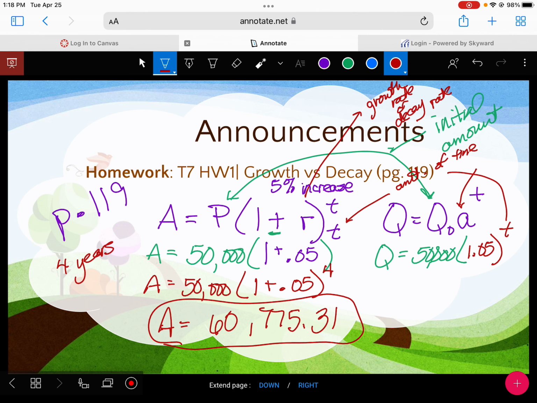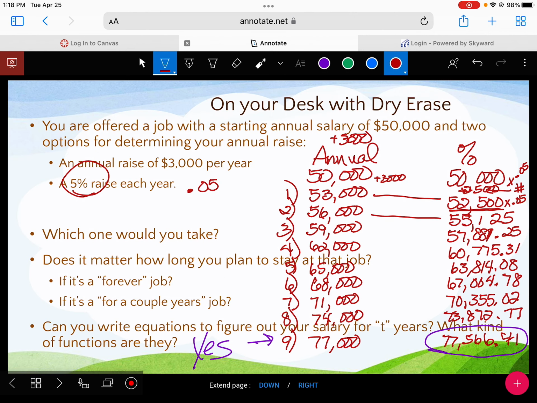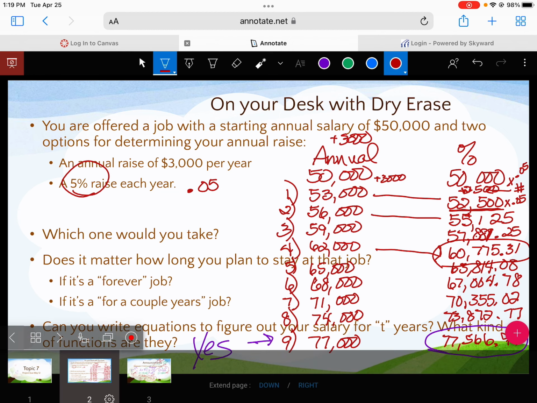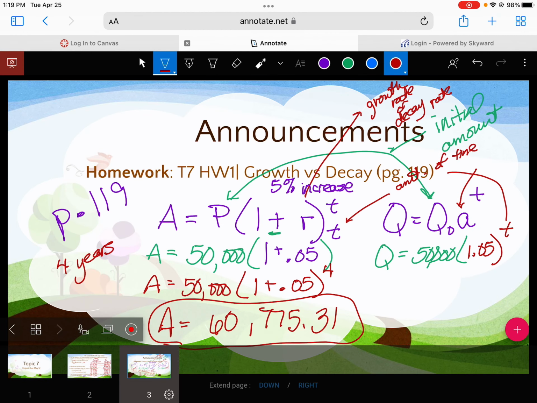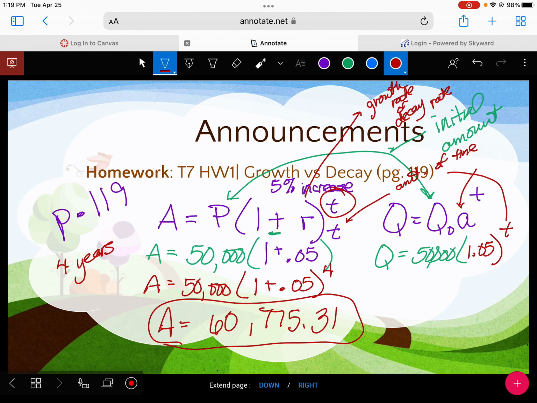Let's check and see if we got that on before. 4 years. 1, 2, 3, 4. There it is. $60,775.31. So we can use this type of formula to help us figure out these functions. Is this a linear function? No, it's not linear. It's raised to a power. So we call this an exponential function.